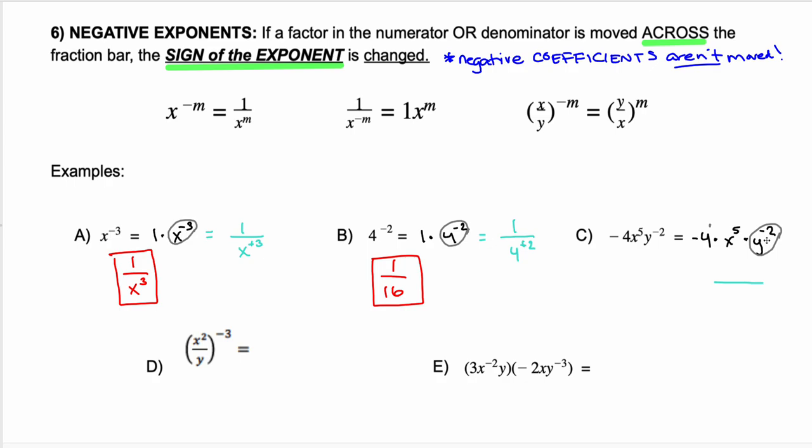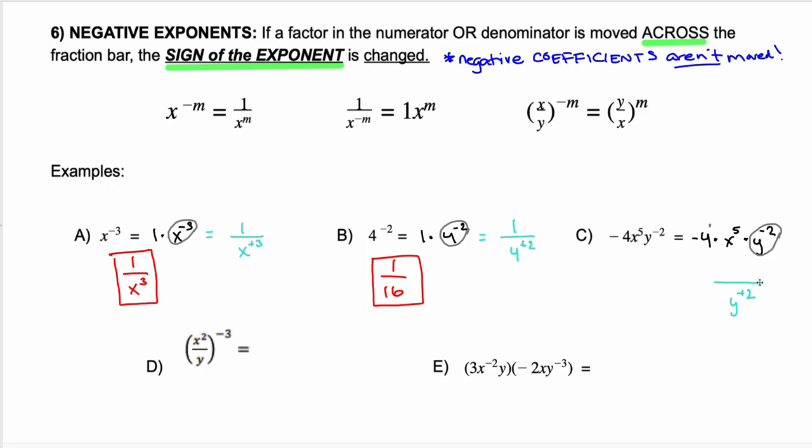This y to the negative 2 is negative. We're not allowed to keep that. So we move this across the fraction bar. The base stays the same, y, and the sign of the exponent is changed. So that negative 2 becomes a positive 2. That was the only thing that we had to change because this was the only one with a negative exponent.